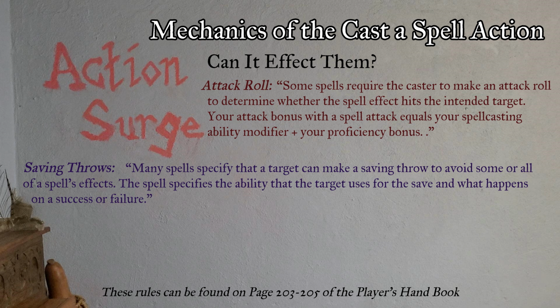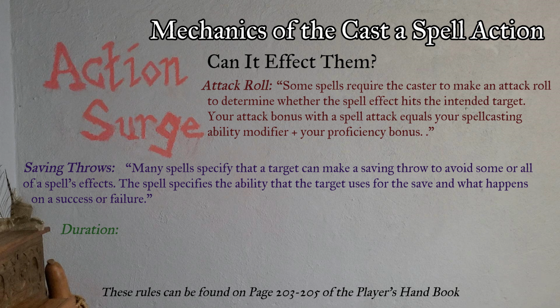Many spells specify that a target can make a saving throw to avoid some or all of a spell's effects. The spell specifies the ability that the target uses for the save and what happens on a success or failure. The DC, or number needed to be rolled to resist the spell, is equal to 8 plus your spellcasting ability modifier plus your proficiency bonus. In other words, it is typically 8 plus your spell attack bonus. Many spells will state if there is a secondary effect related to resisting the spell. If one isn't stated, nothing else happens.